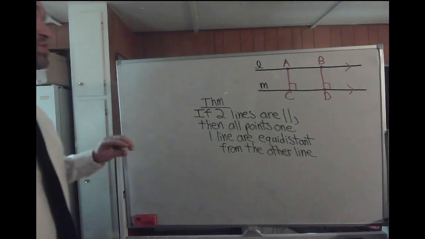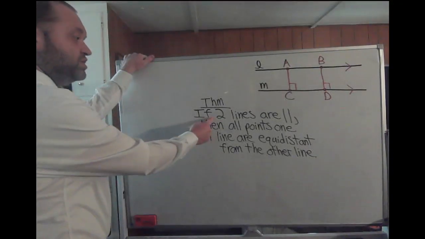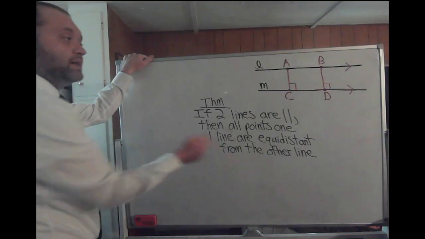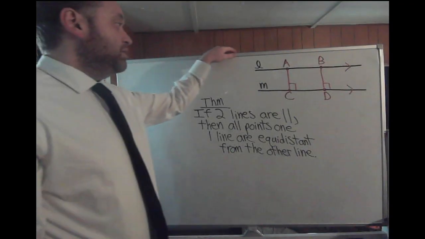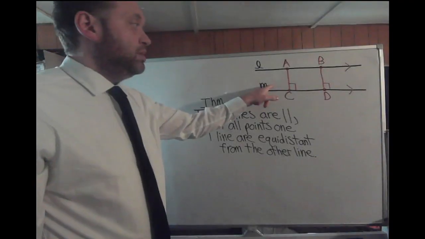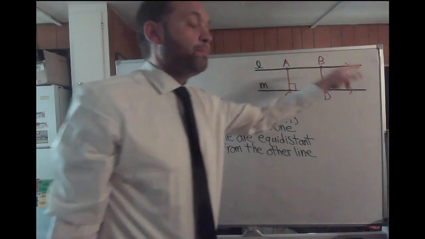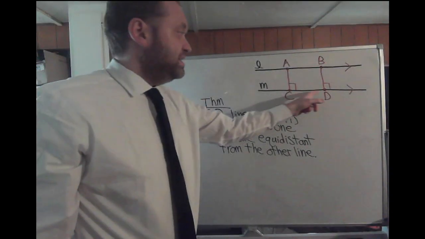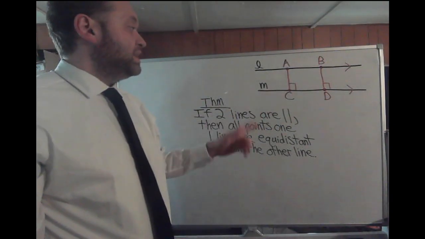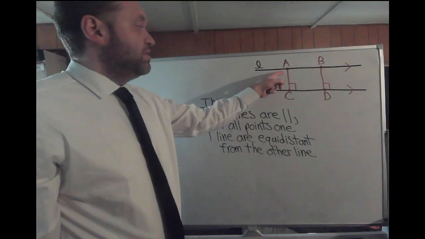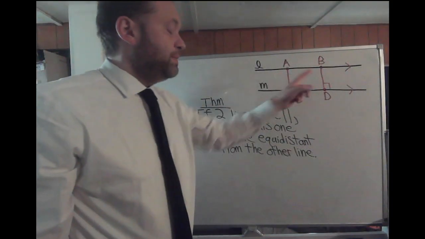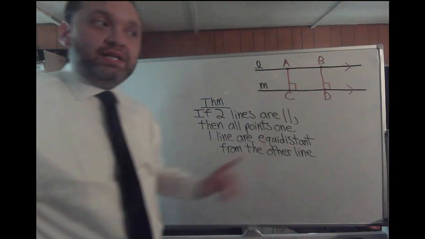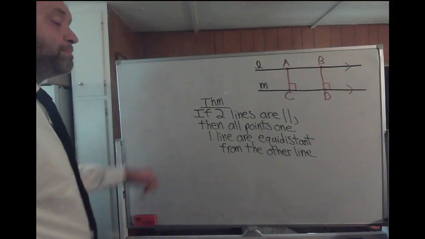And up first, we have a theorem here that states if two lines are parallel, then all points on one line are equidistant from the other line. So here we have lines L and M. They are both parallel to each other. And then we have points A and B on line L, points C and D on line M. What that theorem is saying is that from A to C and B to D, those distances would be equal. So AC would be congruent to BD. That's what this theorem is really saying.